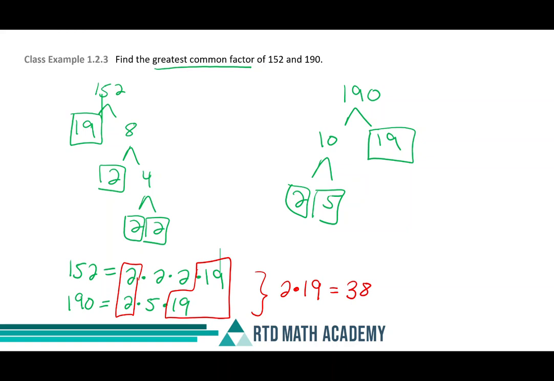So to recap, to find the greatest common factor between two larger numbers, we can find their prime factorizations, take all the primes that are common, and multiply those together, instead of finding every single factor of those two numbers. So we can again say the greatest common factor between 152 and 190 is 38. Same answer, two different ways.